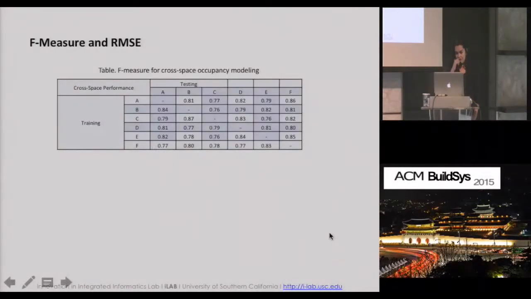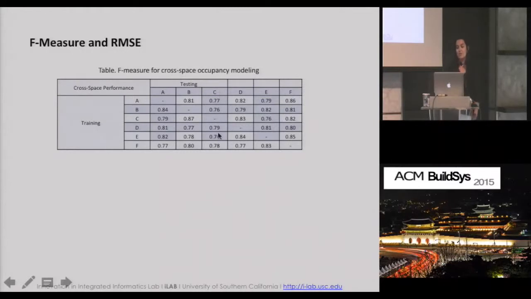So here are some of our results. We used one room for training and then tested the model on the remaining 5 rooms. And the results are varying. Here you can see that, for example, in room F, all the F measures are above 0.8.